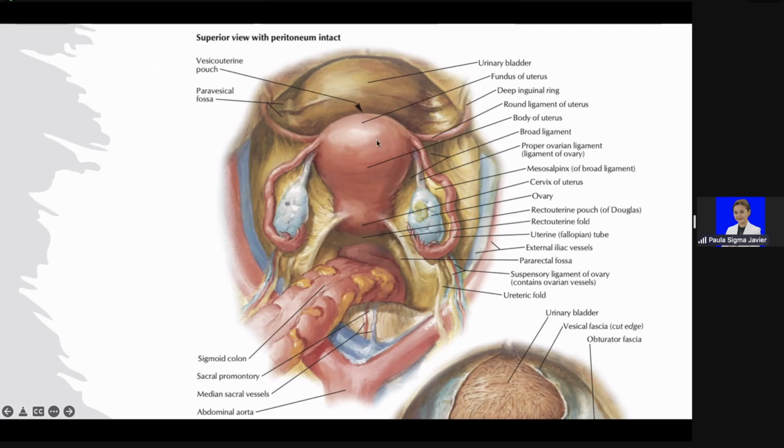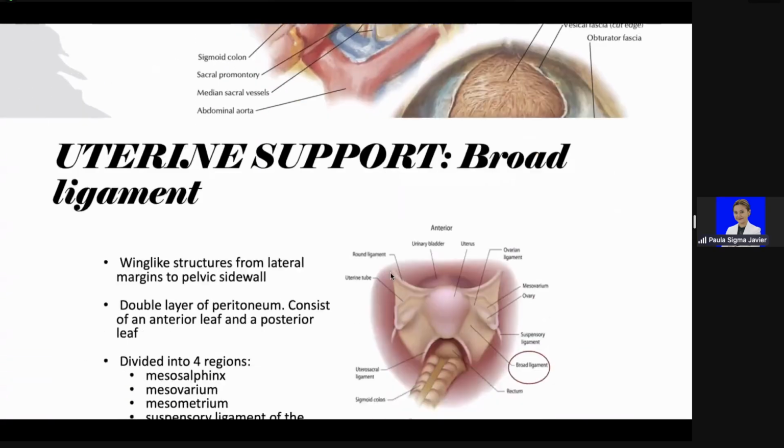Okay. Here anteriorly, we have the urinary bladder. This yellow covering is your uterovesical pouch, the vesicouterine pouch. And then here we have the rectouterine pouch or pouch of Douglas or cul-de-sac. Okay.